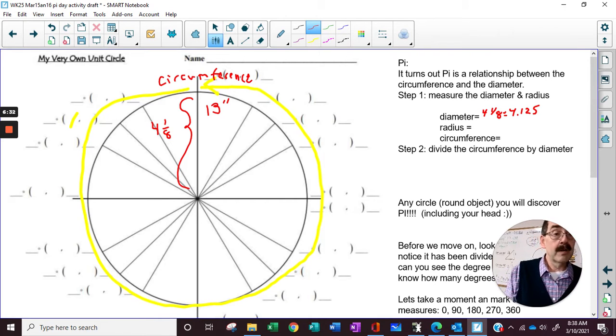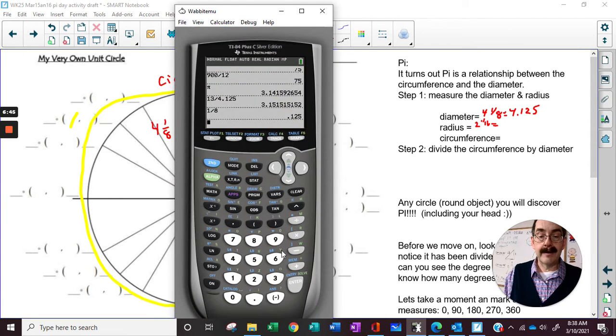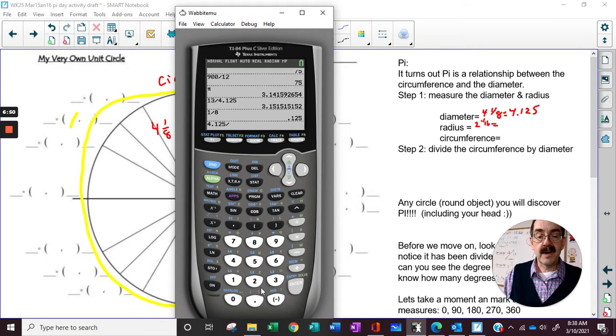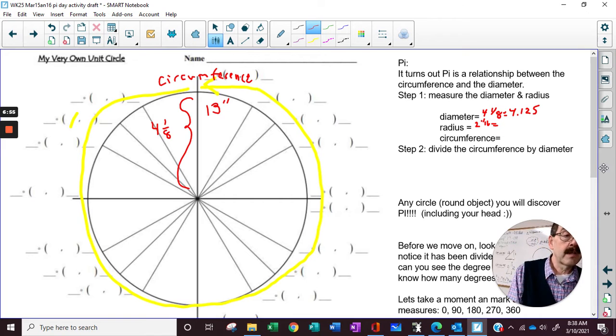Half the diameter. So, 2 1/16, or half of 4.125. All right, 4.125 divided by 2 is 2.0625. Okay. Now, circumference: if you can measure it, use your measurement.